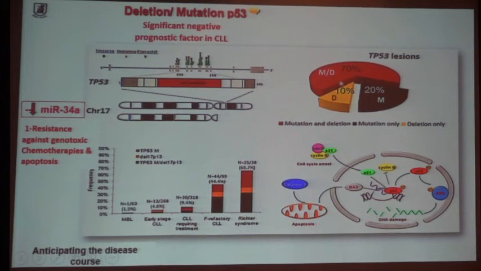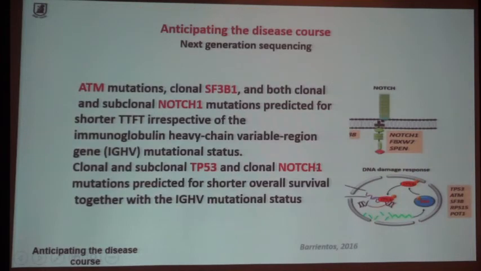So we should now, as it is missing in most of the labs, do routine mutation and deletion testing, especially in the complicated cases. Molecular study with NGS is not rising like the others we just mentioned, the ATM and SF3B1 and NOTCH1. It is not proved 100% now to be used in the classification of prognosis, but we should look for them.